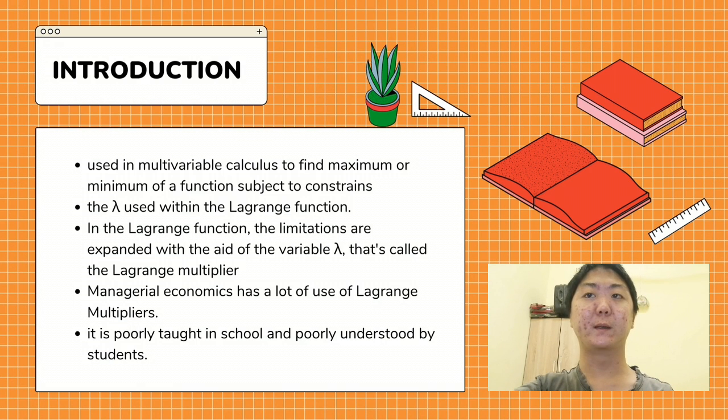As we know, the Lagrange multiplier is used in multivariable calculus to find the maximum or minimum of a function subject to a constraint. Lambda is used when the Lagrange multiplier function is applied. In the Lagrange function, the limitations are expanded with the edge of the variable lambda. That's called Lagrange multipliers. Managerial economics makes a lot of use of Lagrange multipliers, but this topic is poorly touched in school and poorly understood by students.